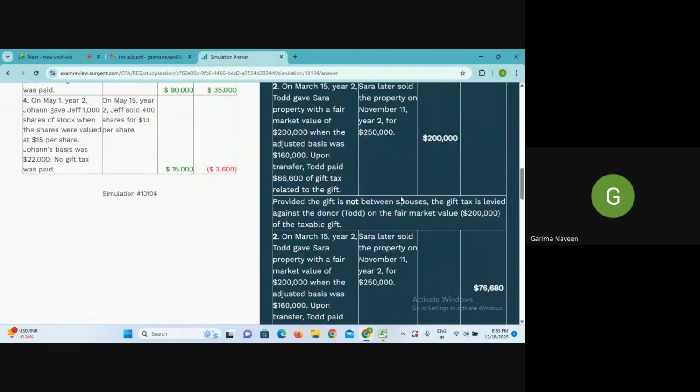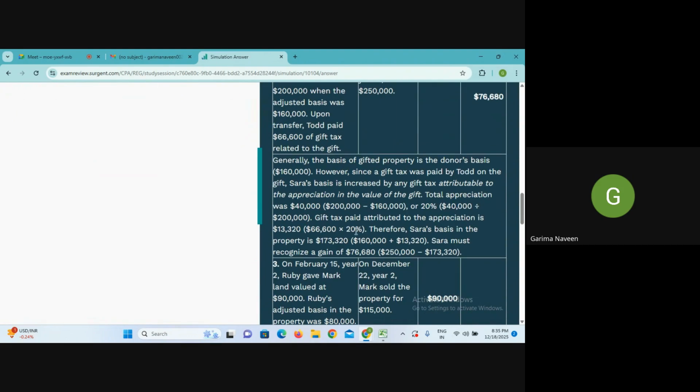Okay. 40,000 will be divided by your $200,000 and then multiplied by the gift taxes. So it will give you the proportion of the gift taxes that is related to appreciation. It will be added to basis. Then Donnie's basis is there. For calculation of gain, you will subtract this basis from your selling price. Simple calculation.